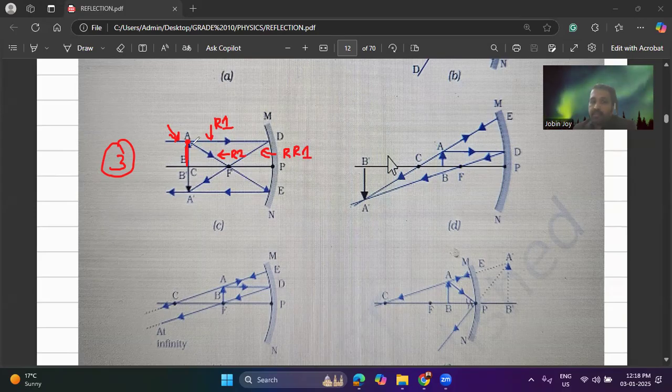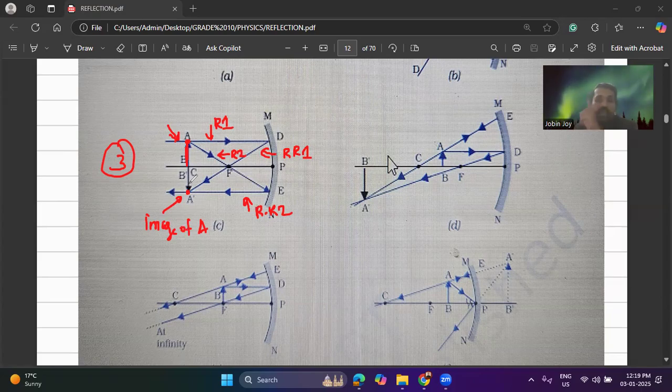And the second ray from A is passing through the focus. If the incident ray is passing through the focus, I already told you that the reflected ray will be parallel to the principal axis. So this is reflected ray 2. This is reflected ray 1 and this is reflected ray 2, and these two reflected rays meet here. This is the intersection, so this is the image of A, that means A dash. So we will be getting the image of point A here, on C itself.